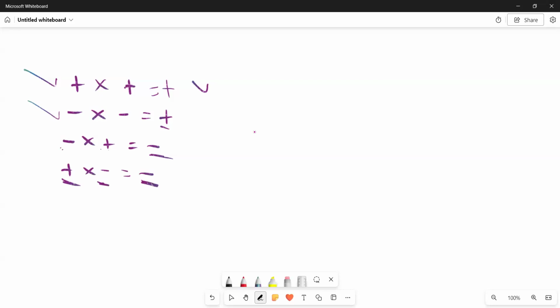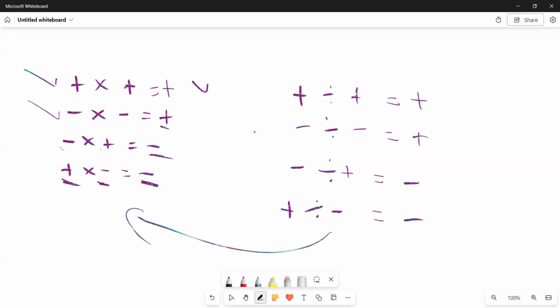Same rule applies for division. Positive divided by a positive gives a positive. A negative divided by a negative gives you a positive. A negative divided by a positive is a negative, right? A positive divided by a negative is a negative, right? Same rules apply.